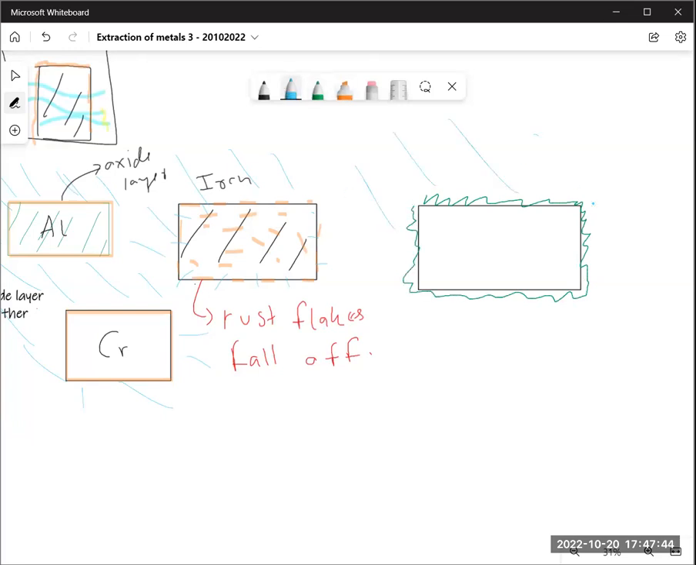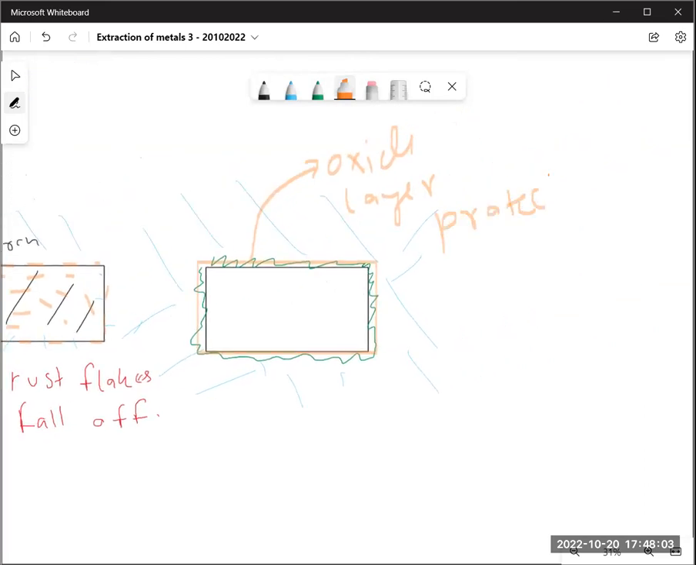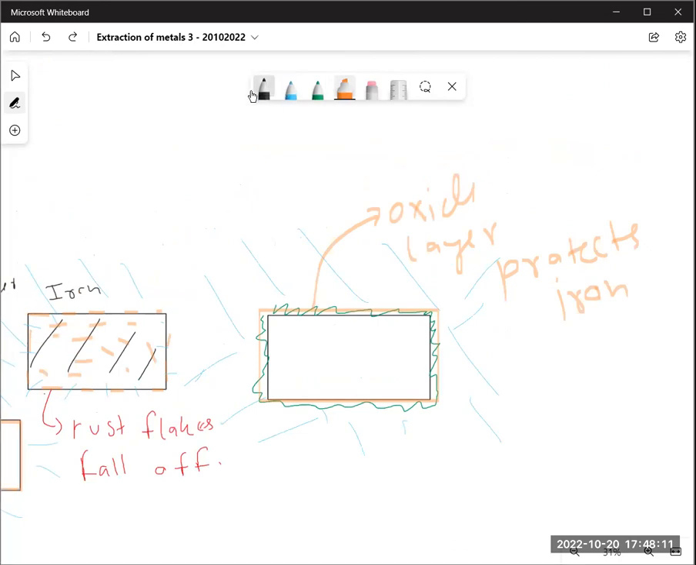If I put some air on it from all these sides, again a very tiny oxide layer will form, and the oxide layer will protect the iron. And what is this called? It is called galvanizing. Is that clear?